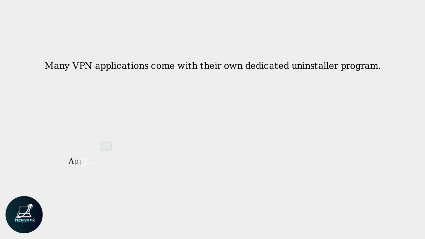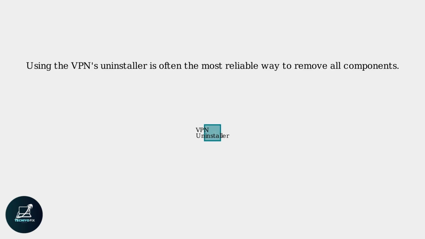Many VPN applications come with their own dedicated uninstaller program. Check the Applications folder or the VPN's website for an uninstaller. Using the VPN's uninstaller is often the most reliable way to remove all components of the VPN's software. Double-click the uninstaller and follow the on-screen prompts.